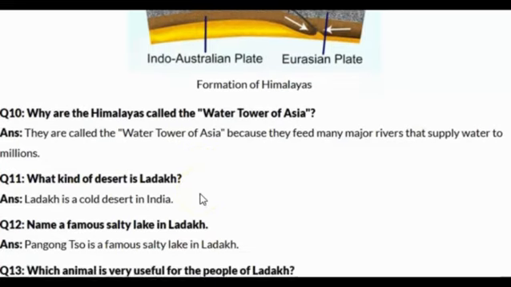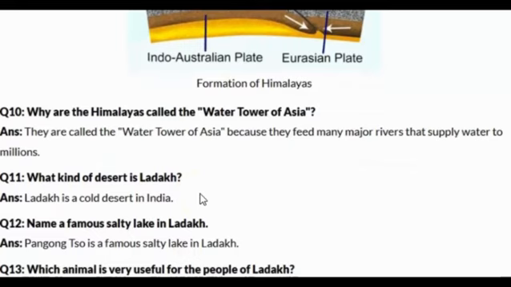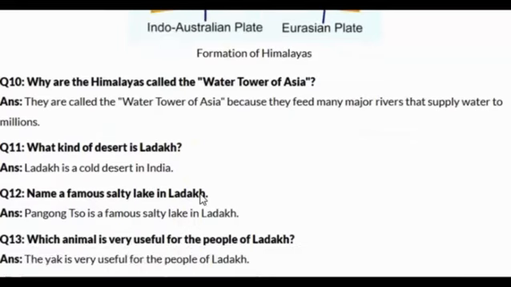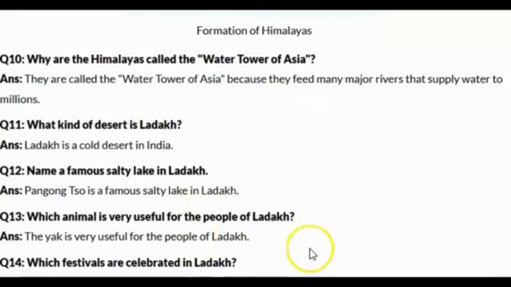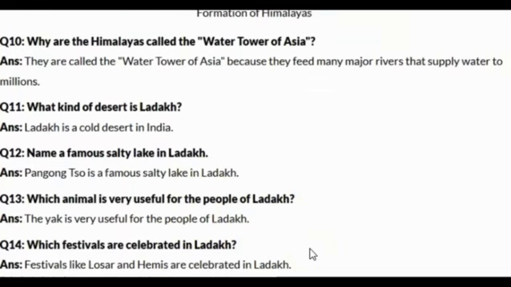Which animal is very useful for the people of Ladakh? The yak is very useful for the people of Ladakh. Which festivals are celebrated in Ladakh? Festivals like Losar and Hemis are celebrated here.